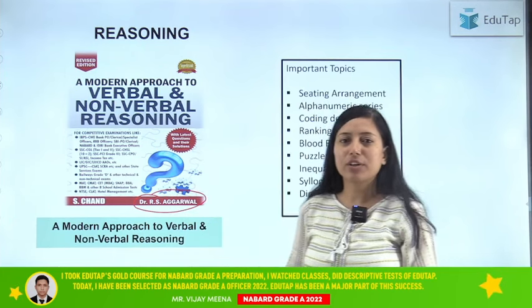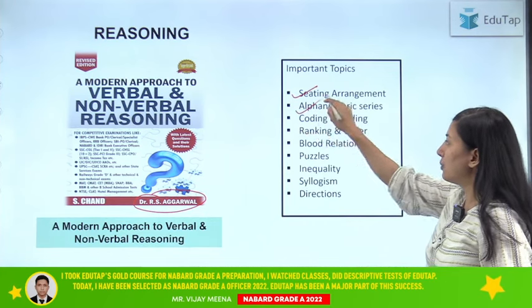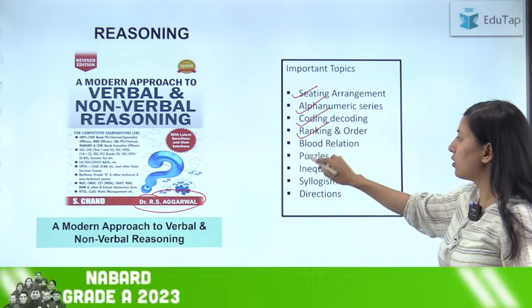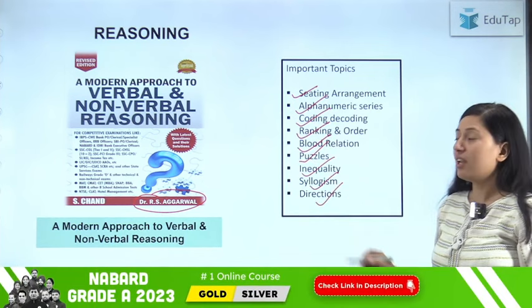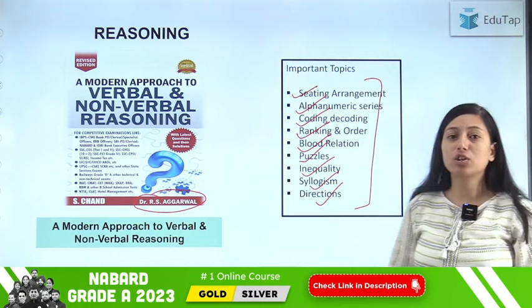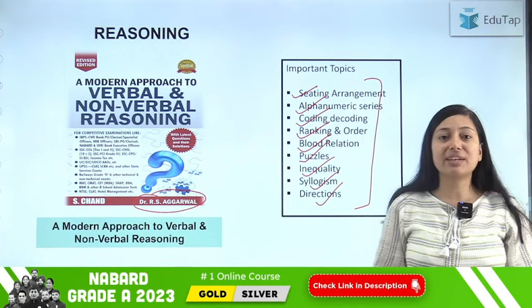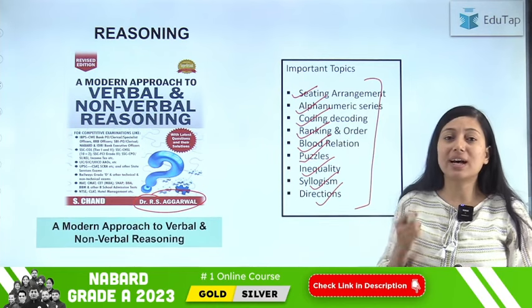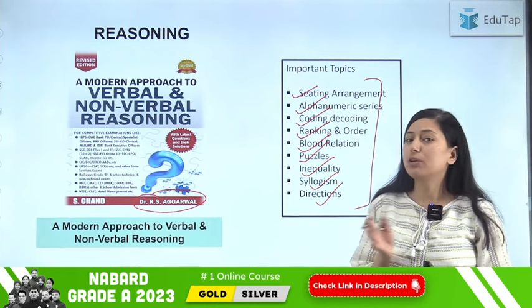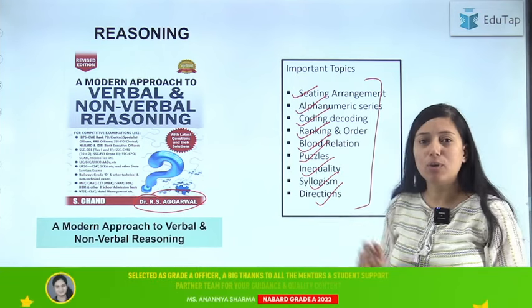And talking about the important topics that you have to prepare from this book are seating arrangement, alphanumeric series, coding-decoding, ranking and order, blood relation, puzzle, inequality, syllogism and directions. Now aspirants, these are the very important topics that you should prepare. Because why are we saying that? Because we have done the analysis and we have seen that the number of questions asked from these topics is generally more as compared to the other topics. Okay, that is why ultimately they become our important topics.